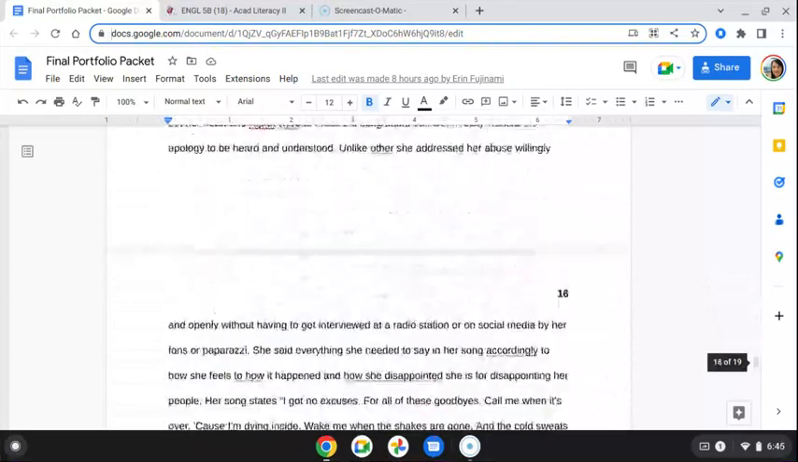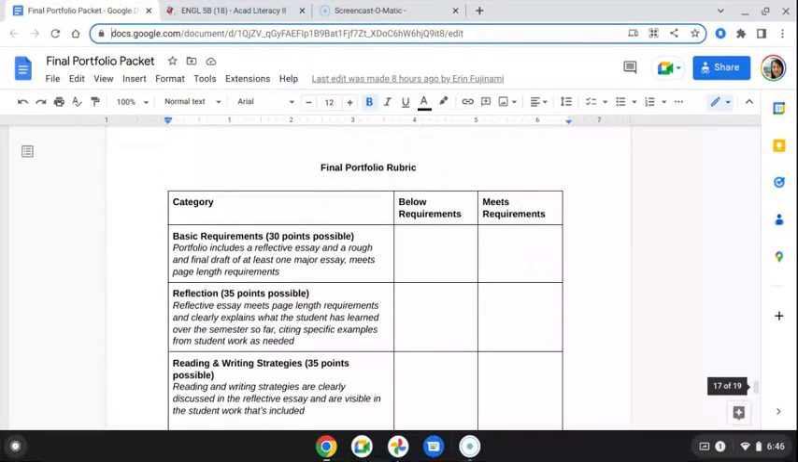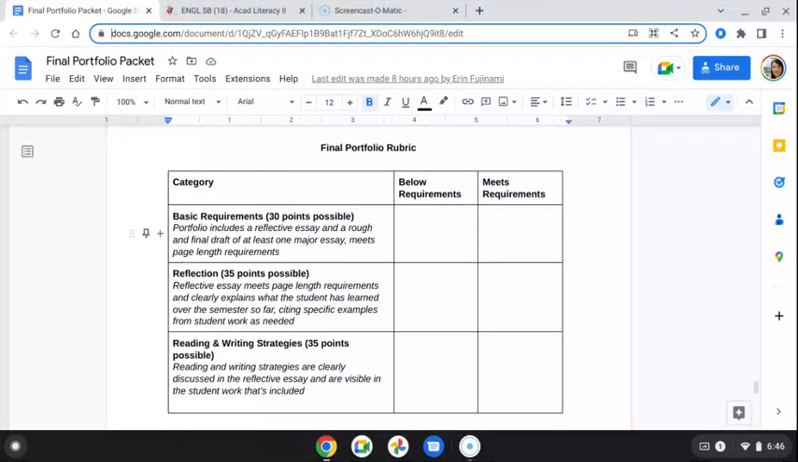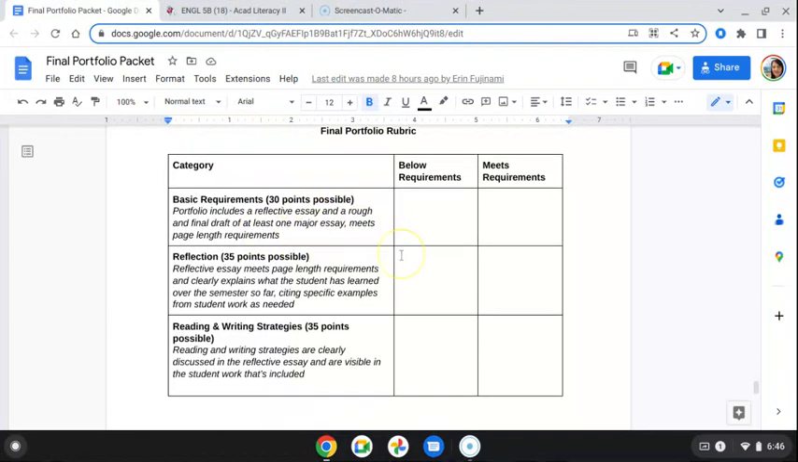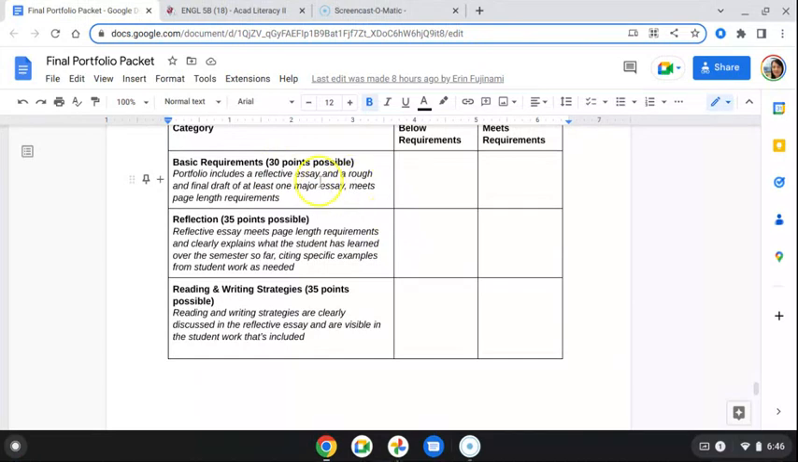Okay, I'm going to scroll down towards the end now so that I can show you guys how this is graded. So your final portfolio rubric, you've got the basic requirements here, 30 points possible for including all of the different parts that you need to include, right? Do you have a reflective essay? Do you have your rough and final drafts? Do you meet those page length requirements? And that's up to 30 points there.